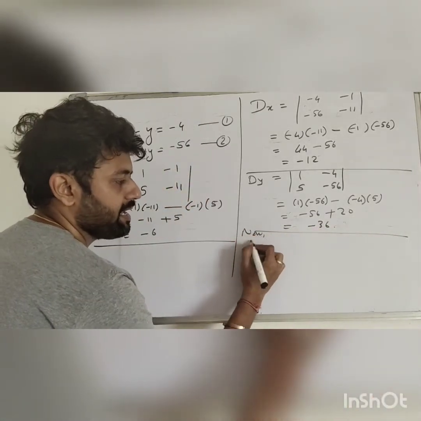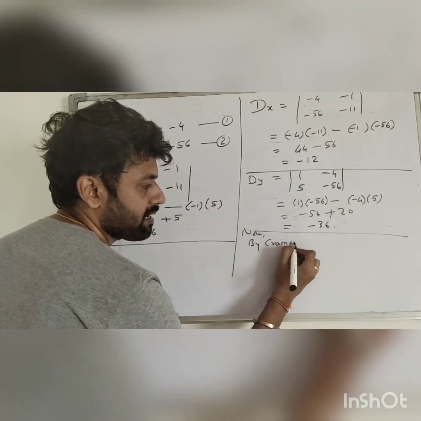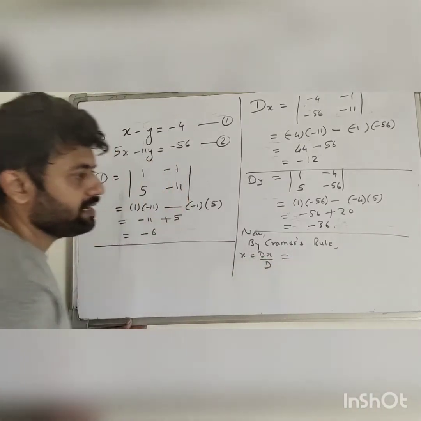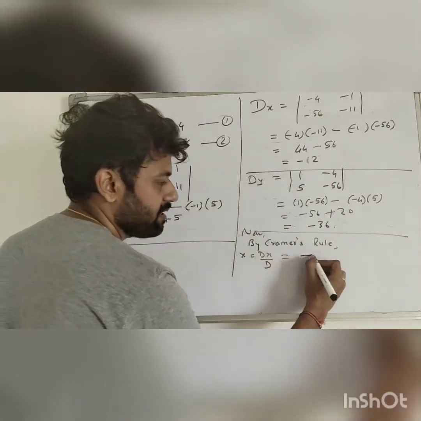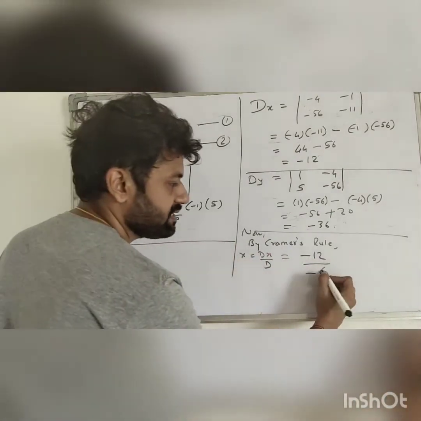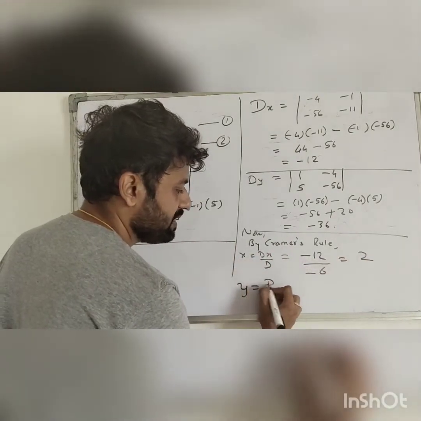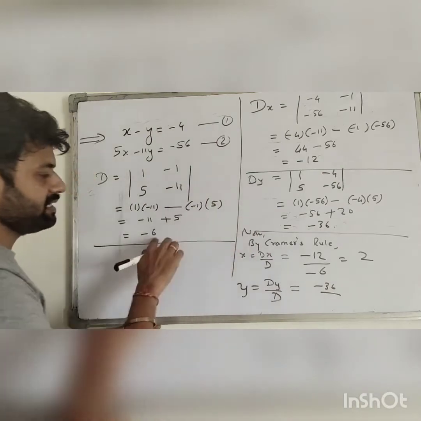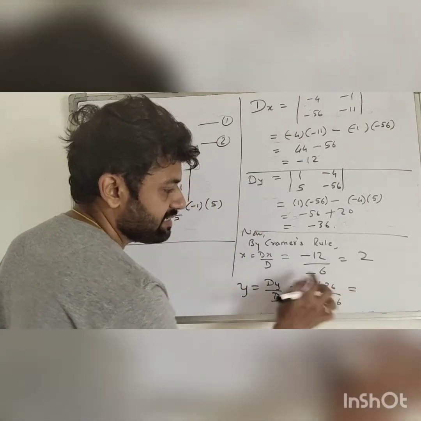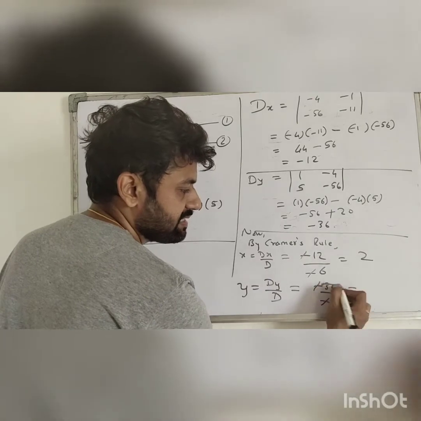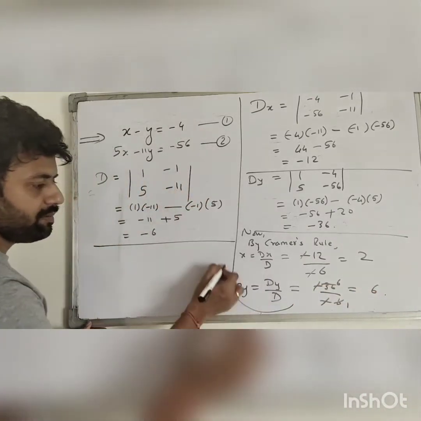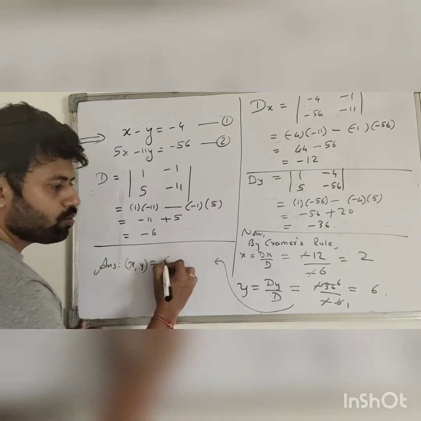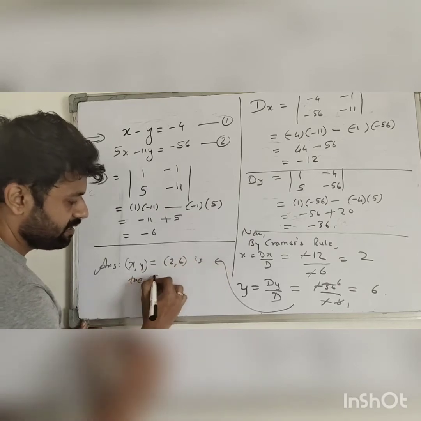Now, by Cramer's rule, you get x = dx/D. You get dx minus 12 upon minus 6, which is equal to 2. y = dy/D = minus 36 upon minus 6. Minus minus gets cancelled as seen here also. 6 ones are 6, you get answer 6. So remember, in last you can write answer (x, y) = (2, 6) is the solution.